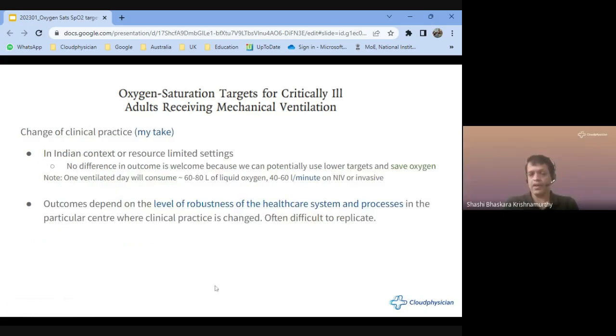So anyway, these were my final takeaways. The only thing I could take away from this whole discussion, as mentioned by everyone until now, is that in our clinical context of lower resources, sometimes it is okay to target lower. But as Akela mentions, I would not go less than 90 anyway. And one ventilated day or minute will cost about 40 to 60 liters of oxygen, which is a huge amount, and we have just gone through a crisis a couple of years ago.